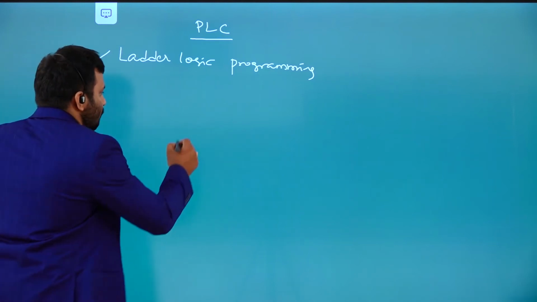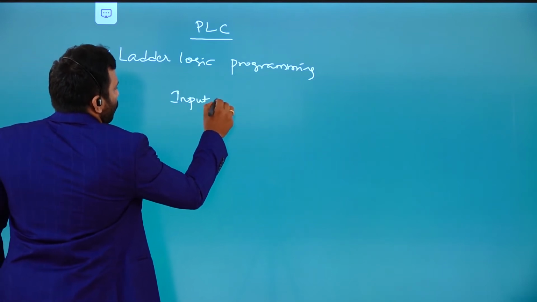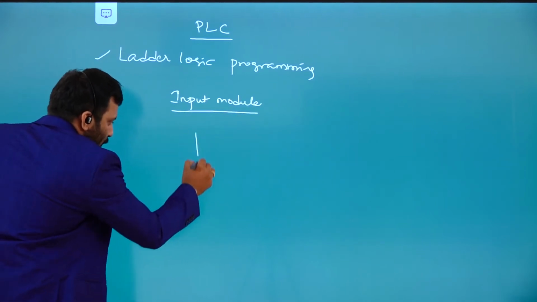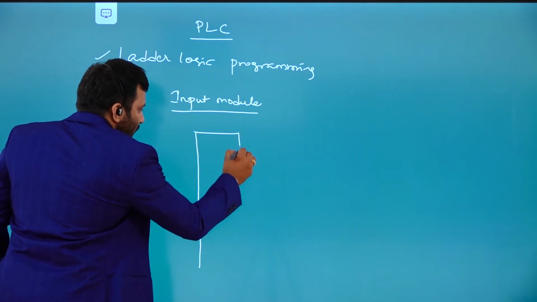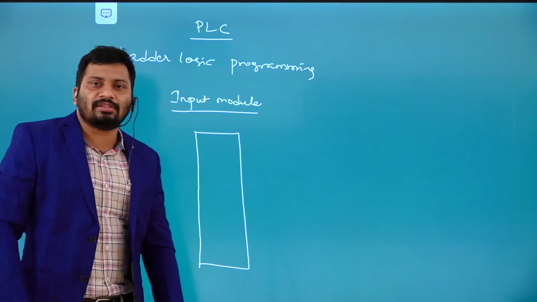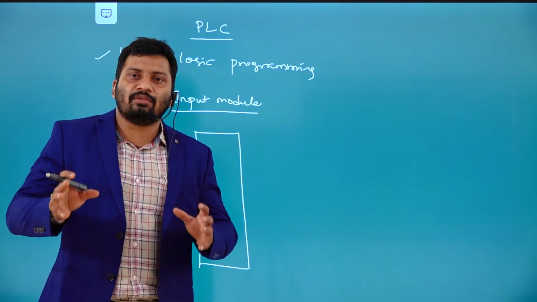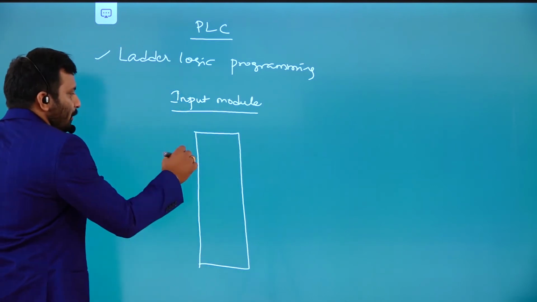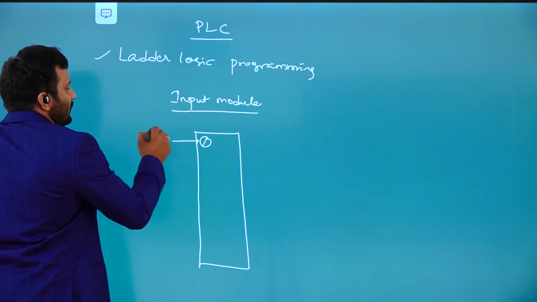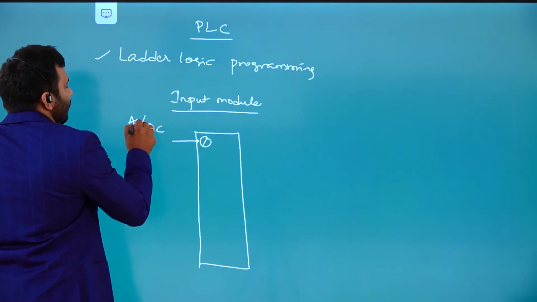We already discussed the input module as well as the output module, right? So we have seen input modules, and we have different types of input modules. A DC input module is there, an AC input module is there, depending upon the power supply you are giving to the particular terminal, right? If it is a DC power supply, it is the DC module. Otherwise, if it is an AC supply, this is the AC module.